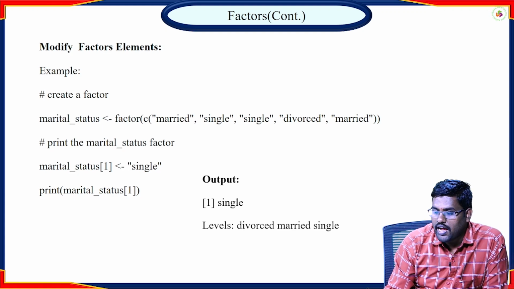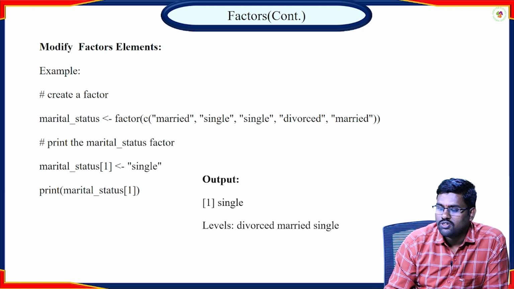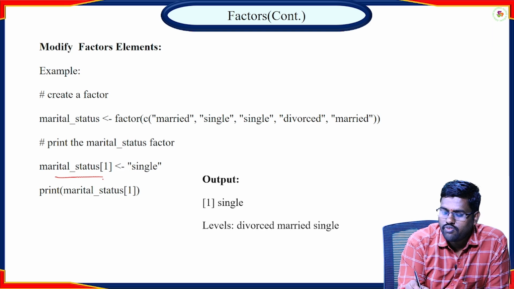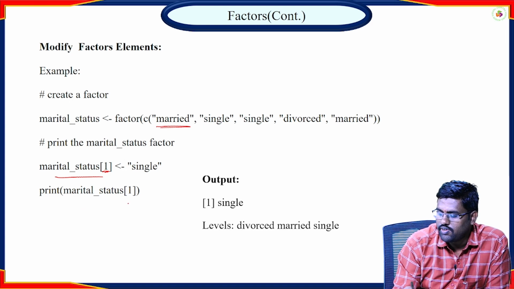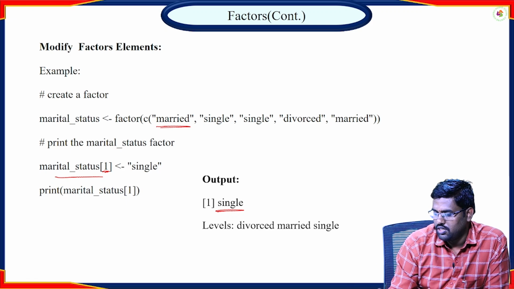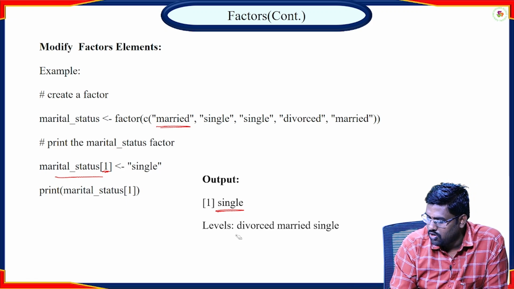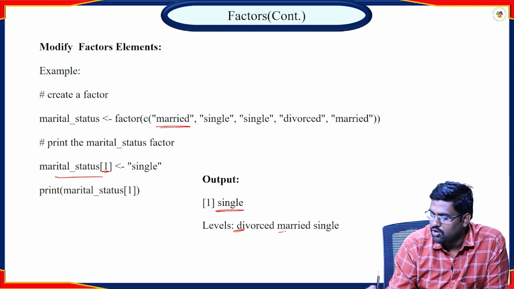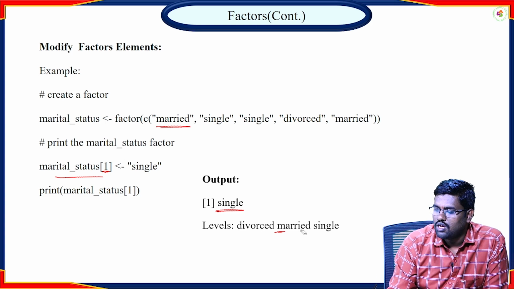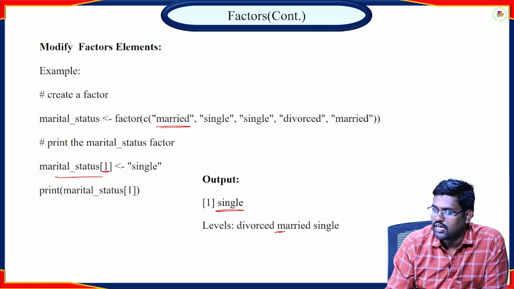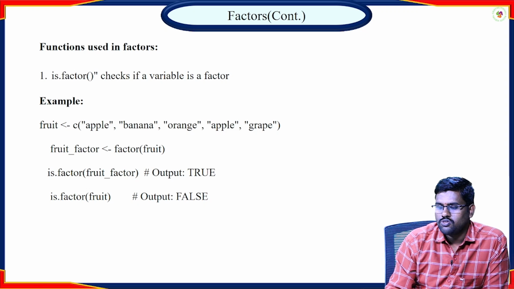So how to change the factor elements? How to change means the particular variable name of index number 1. I want to change the first index name value. I want to change married into single. So print marital status of 1 means they need to change the first value with single. The types of things are divorced, married and single, so based on the ascending order only they are to be displayed here. So this is about how to access the factor elements and how to modify the factor elements.